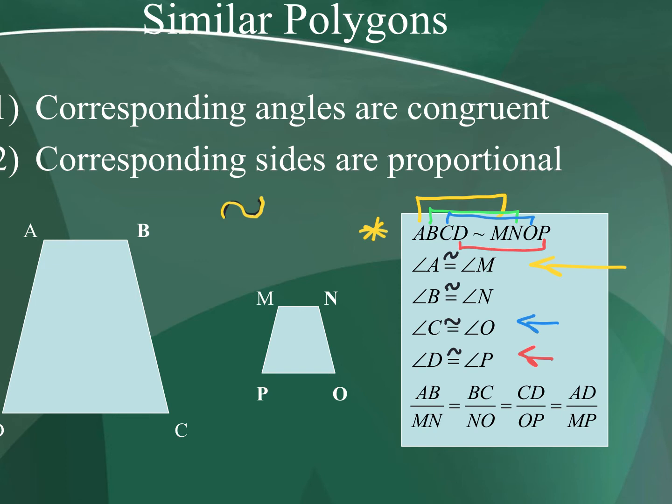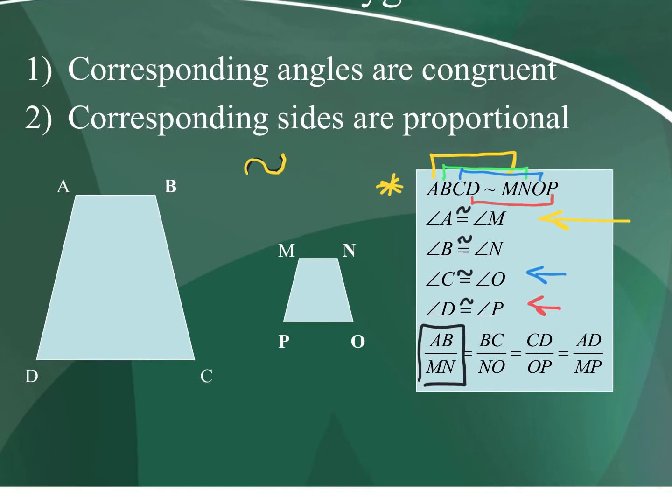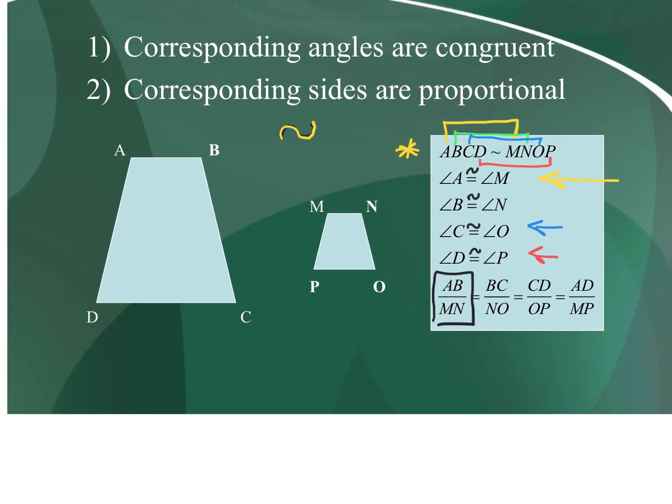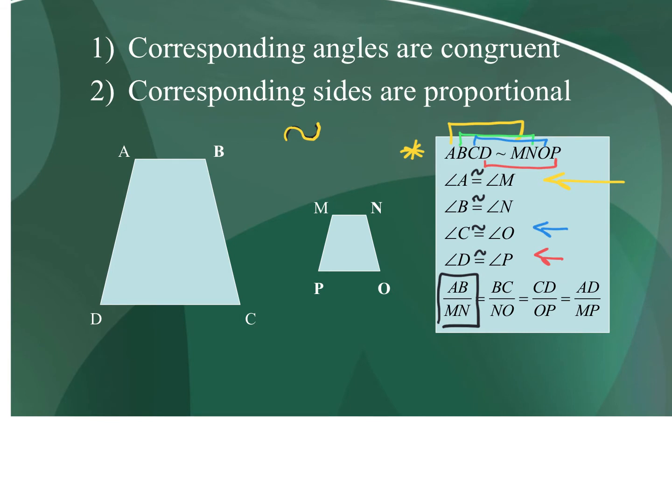So notice the first two letters, AB, is going to match with the first two letters in the second polygon, MN, and that's the fraction that was created right here. And then BC matches with NO, and then CD with OP, and then AD with MP. Now, technically, this is actually called a statement of proportionality. They're just going from left to right.